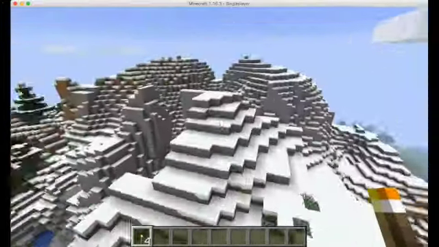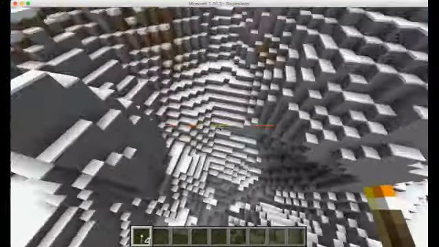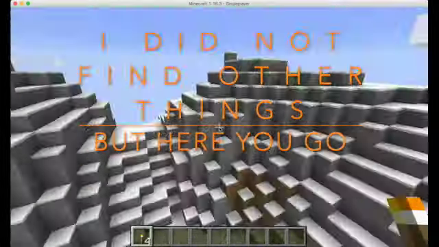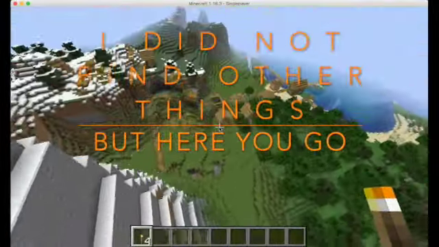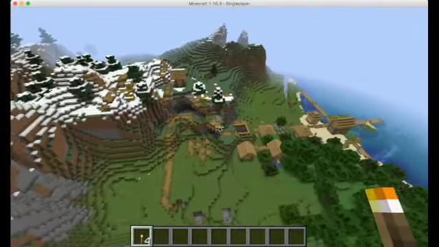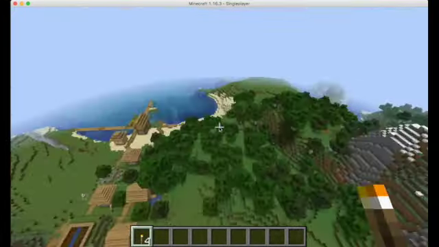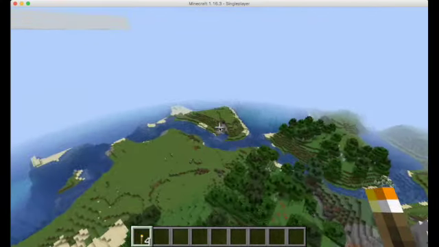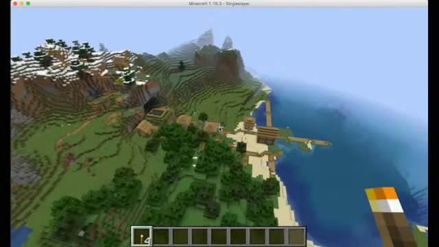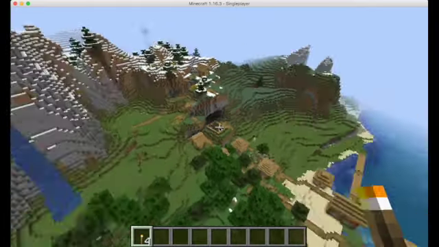So let's go find some other things. Go a little faster. Ooh, look at that basin. Huge. Mountain tops. Oh, look, a village. Cool. Okay. Let's go over here. There's our peninsulas. There's another island. Let's go see if we can find some hills.